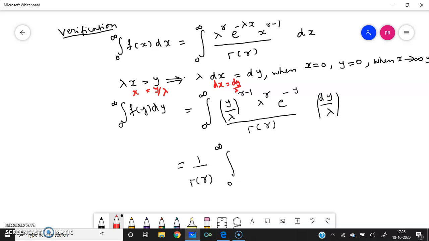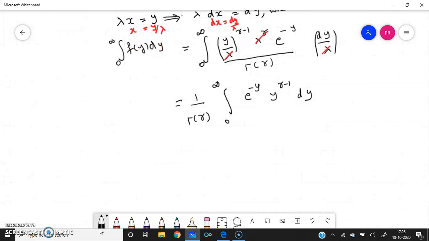This is lambda to the power of r minus 1. Here lambda to the power of r, and if you take it in the numerator, it is r minus 1. So all the lambda gets cancelled, right? There won't be a term related to lambda. What remains is e power minus y, and y to the power of r minus 1, then dy. These are the things remaining; the rest all gets cancelled.